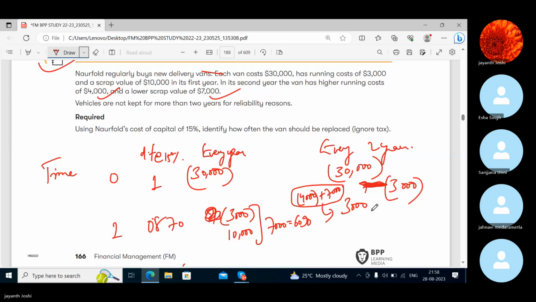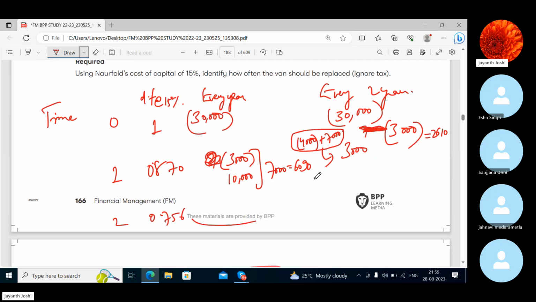Now the investment is going to be 30,000 only. 3,000 into 0.870 is going to be 2610, and 3,000 into 0.756 for the second year is going to be 2268. Okay, this is negative, this is positive. Now you find out the present value and tell me.